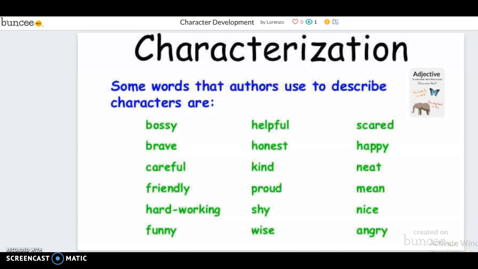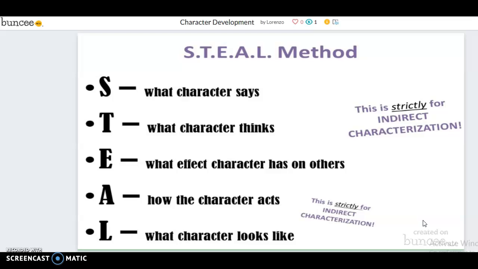So when we think about adjectives with characterization, we can use quite a few different words. Some you see here are bossy, brave. The character may be careful. The character may be friendly, hardworking, and so on and so on. When we think about indirect characterization, we think about what's known as the STEAL method. It's what characters say, what a character thinks, what effect a character has on others, and how the character acts. And finally, what a character looks like, are all elements of indirect characterization.